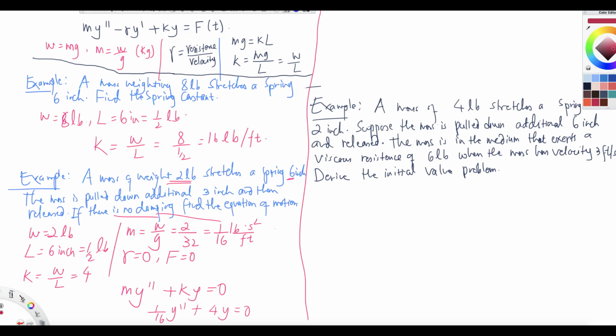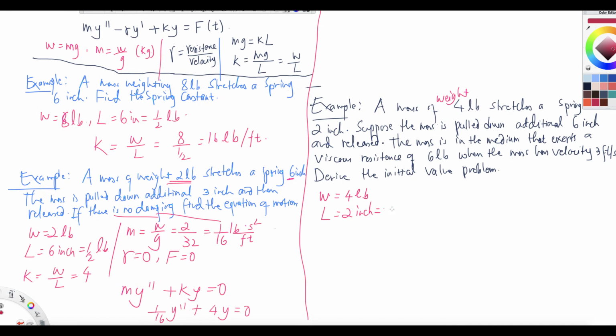It says a mass of 4 pound stretches a spring 2 inch. From this we can find out the mass m. Let us see, this is a weight. An object of weight 4 pound stretches a spring 2 inch. Let us write down the given things. Weight is 4 pound, right? And then what is L? L is given as 2 inch.